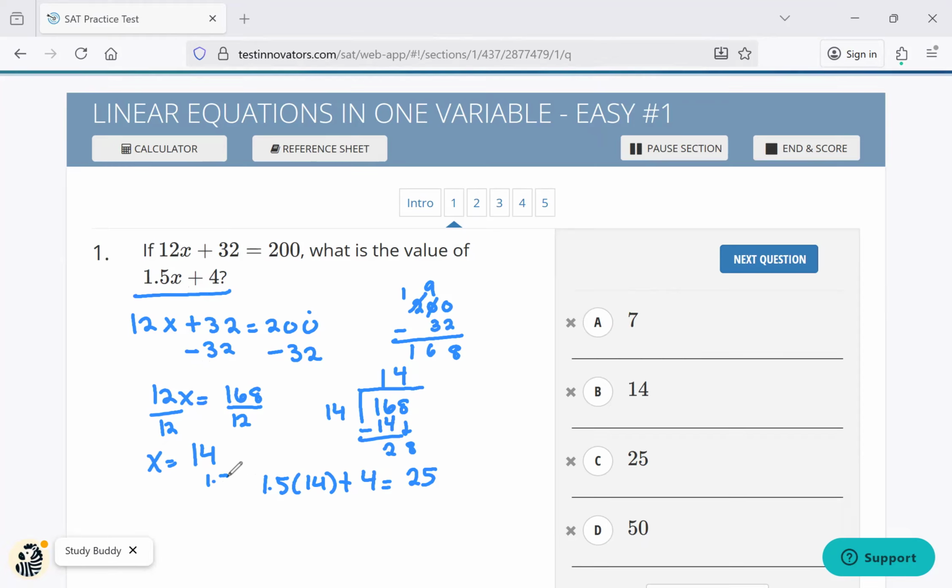So it'd be 1.5 times 14. 5 times 4 is 20. Carry the 2. 1 times 4 is 4, plus 2, that's 6. Placeholder. 1 times 5 is 5. 1 times 1 is 1. Add them up. 6, then 5, then 1 plus 1 is 2, so that's 210. Then count how many total decimal places, that's 1, so this is 21. So 1.5 times 14 is really 21, plus 4, and that's how I got 25.